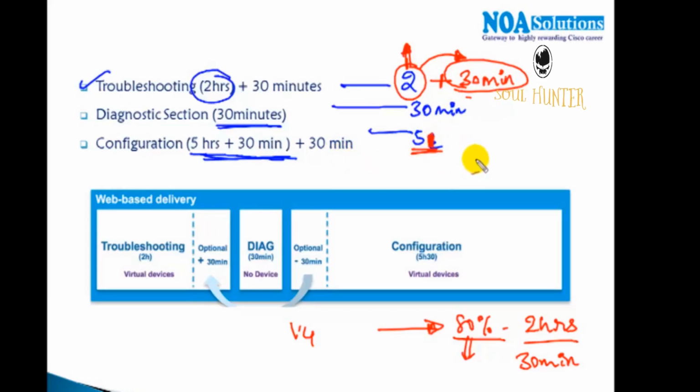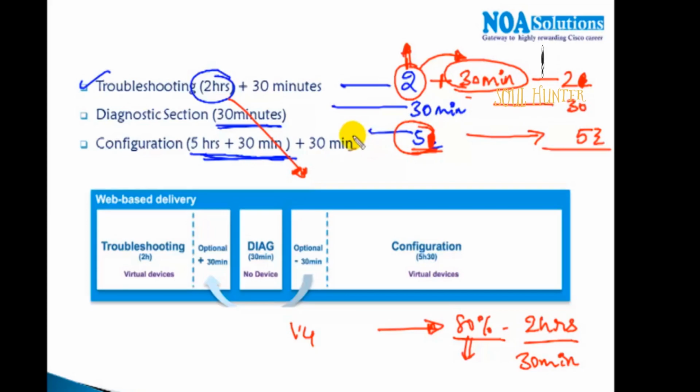So the entire duration for the exam, if you're taking the 30 minutes, will be 2.5 hours for your troubleshooting section, 30 minutes for the diagnostic section, and 5 hours for your configuration section. If you're not using the 30 minutes here, you can utilize it in the configuration section. But this is a default time, so before you exit you will be prompted whether you want to extend or not. If you say no, you can use those 30 minutes in the configuration section. If you say yes, you can use those 30 minutes in your troubleshooting section. So depending upon the requirement, you can use those 30 minutes in either section.